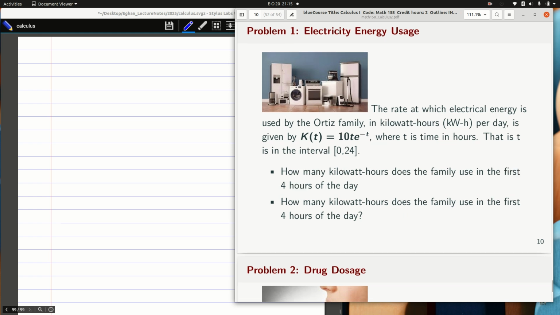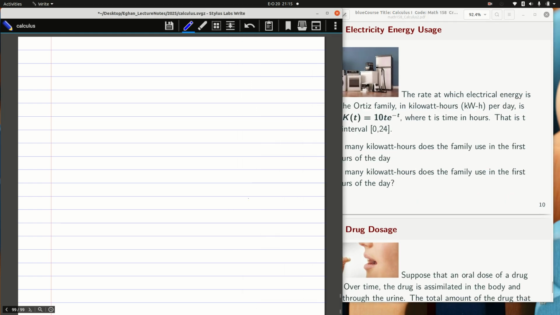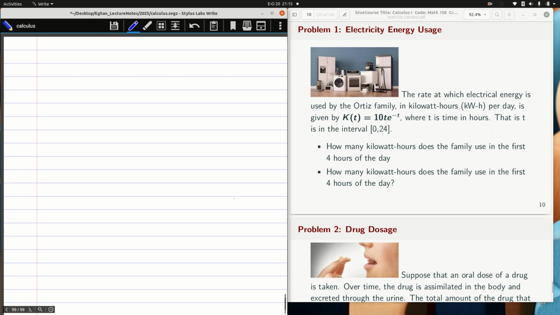So I'll help you have a clue to it. First 4 hours of the day means I'm looking at 0 to 4. 0 means at time 0, and then the integral of k(t) dt. Well, now my k(t) I know is 10 t e^(-t) dt. Are you going to apply integration by parts or substitution? This will only work by integration by parts. Then you can move to the second one.